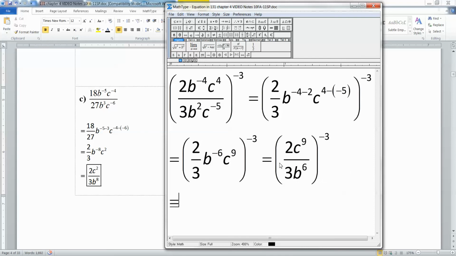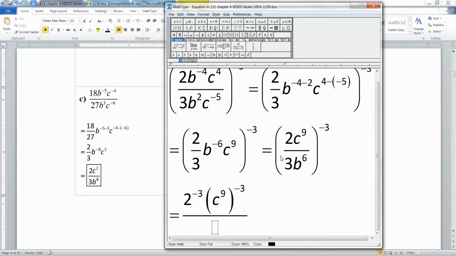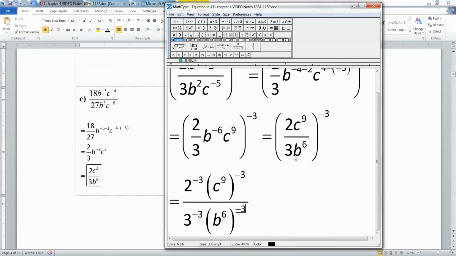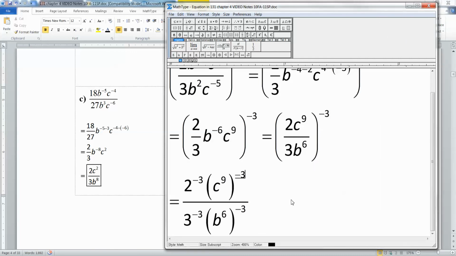Now at this point we have a choice. You can try to distribute your negative power, which is probably what most students would think of doing, which is fine. So you say, okay, it's 2 to the -3, and then c to the 9 to the -3, and then 3 to the -3, and then b to the 6, to the -3. You're distributing, right? You're sending that -3 power to everything that's in there. Okay, well, fine. So what is that going to make?